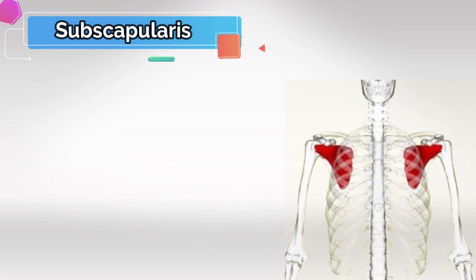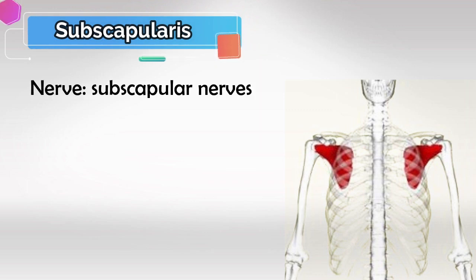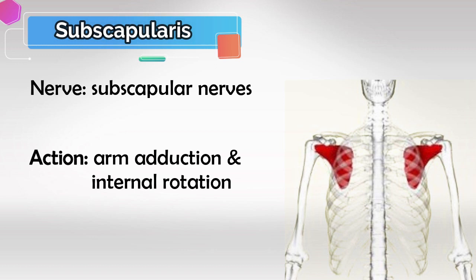The fourth and last muscle is called the Subscapularis Muscle, and its nerve carries the muscle name, so it's the subscapular nerve. It's used for arm adduction and internal rotation, with no clinical significance.